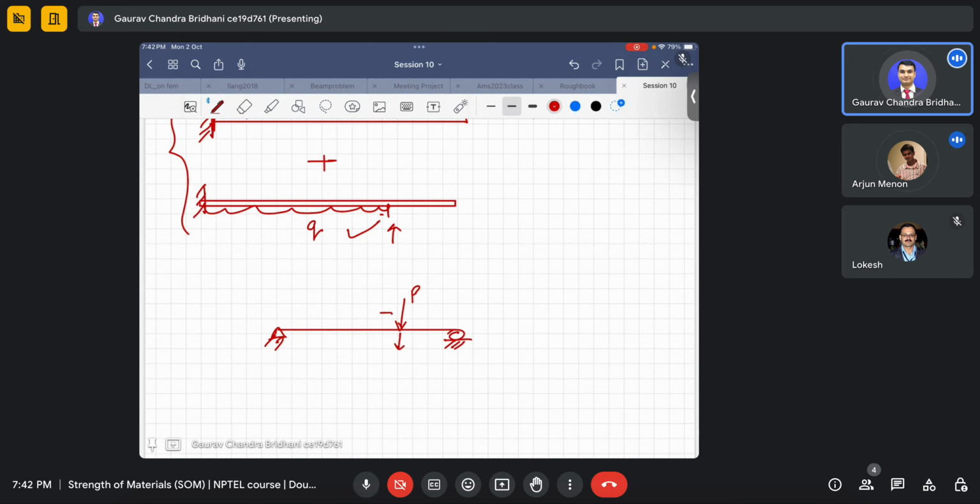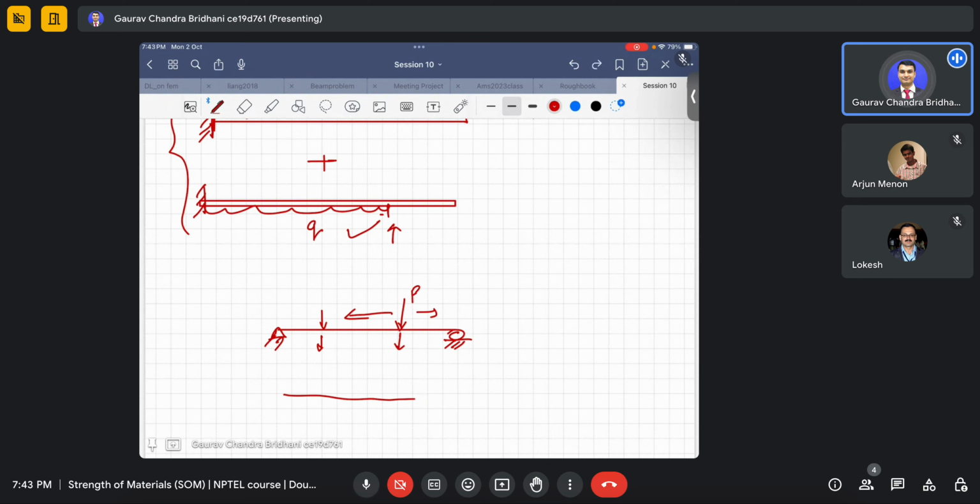Now you move anywhere P, this will be true, the maximum value will always be below this. So as soon as only one load is acting, if you increase more than one, suppose now you say, sir, will it be applicable for this case also?